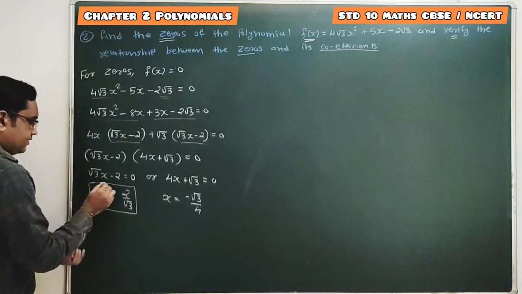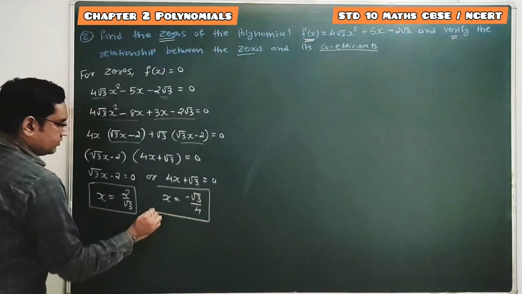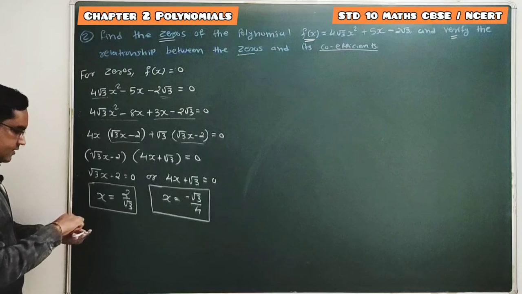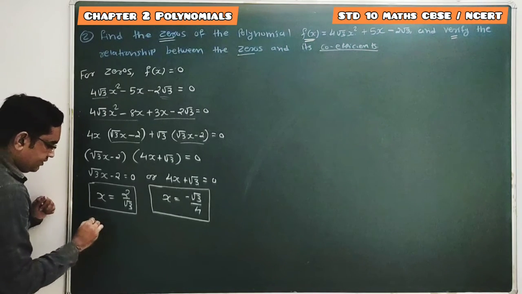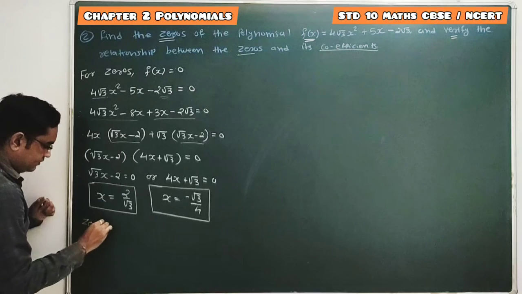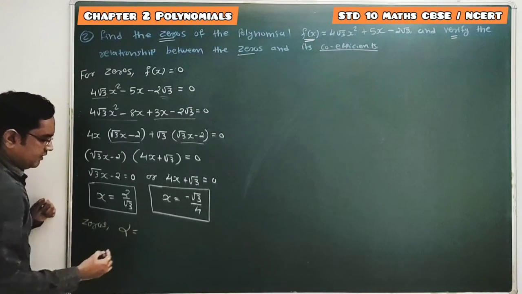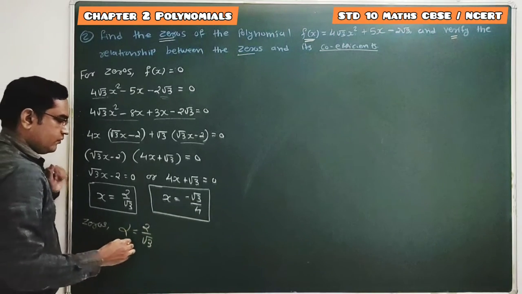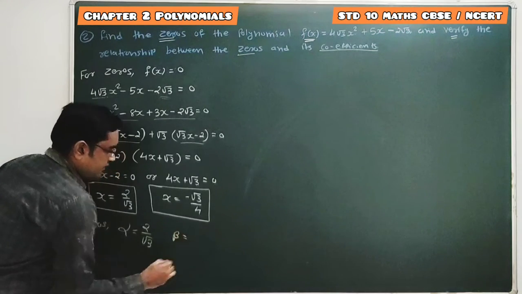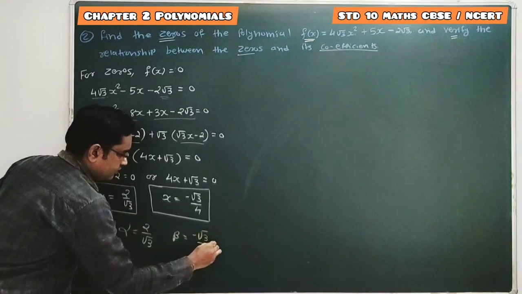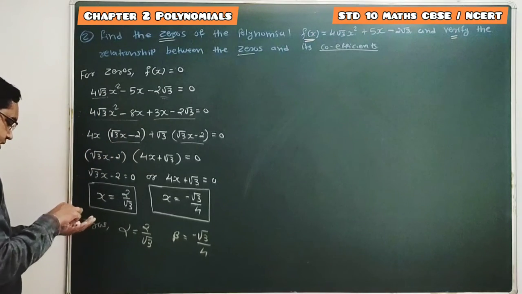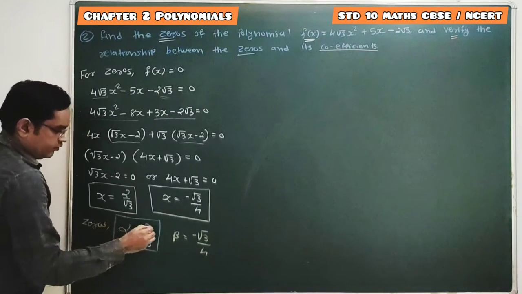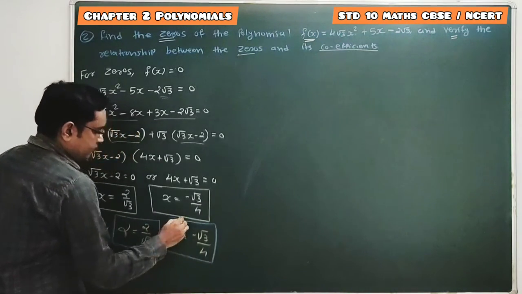So these values of x are nothing but the two roots, the two zeros, alpha and beta. So let's say the value of alpha is 2 upon root 3. These values of x are nothing but the zeros, and the value of beta, the other root, is minus root 3 by 4. So two zeros are there. These are the two zeros of the given quadratic polynomial.